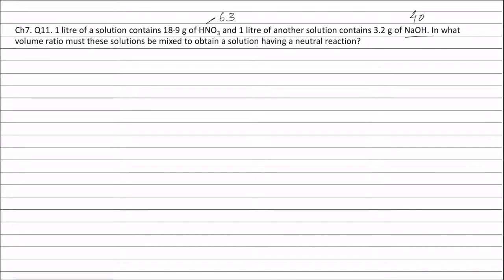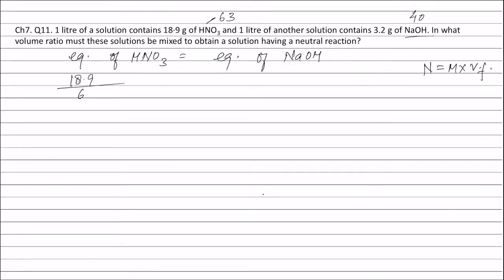Since the reaction is neutral, equivalents of HNO3 will be equal to equivalents of NaOH. Now normality is equal to molarity into valency factor. Equivalents of HNO3 will be equal to 18.9 divided by 63 into 1 into volume of HNO3, let it be V1. 18.9 is the weight of HNO3.